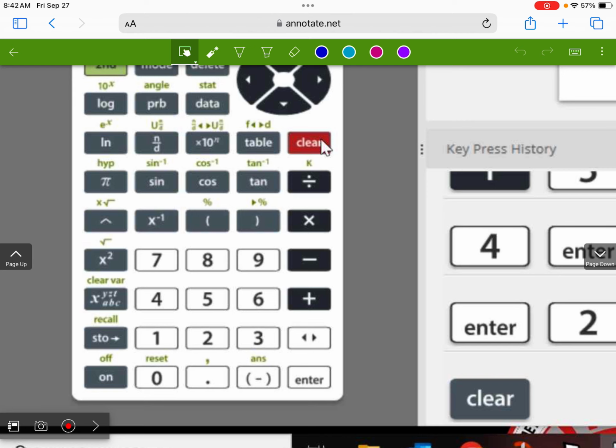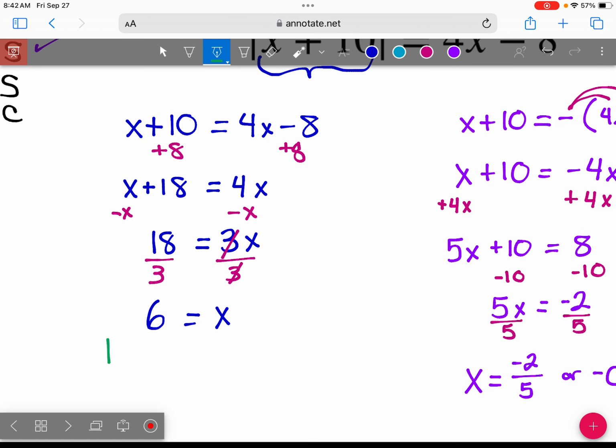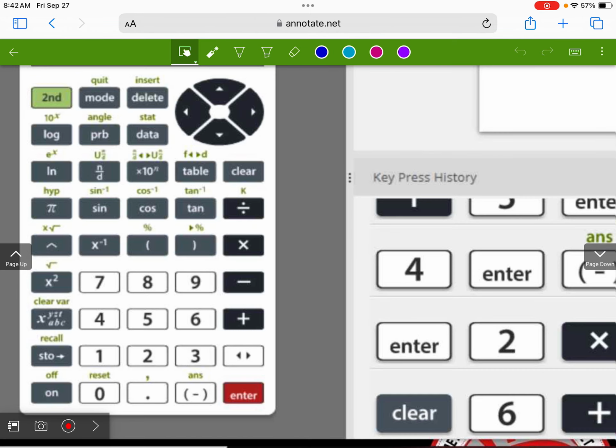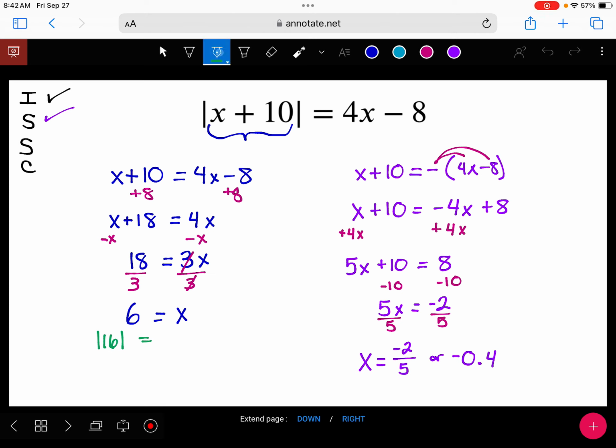So our first one with our 6, inside our absolute value, we had x plus 10. So we're going to have our 6 plus 10. That's a positive 16. So when we check our 6, we wind up with the absolute value of positive 16 equals 4 times x minus 8. So we'll do 4 times 6 minus 8, substituting our 6 back in, and we get 16 again. So absolute value of 16 equals 16. That does check.